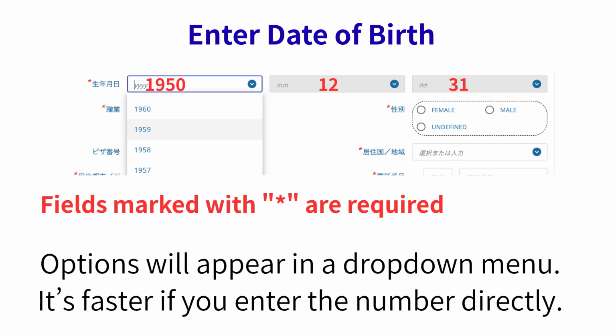Next, enter your date of birth. Fill in the 3 separate fields for year, month, and day. This field also has a red asterisk, so it is required. When you click on the input boxes, a drop-down menu will appear. You can also type the numbers directly to quickly narrow down the options. For example, enter your birth date as 1950 1231.